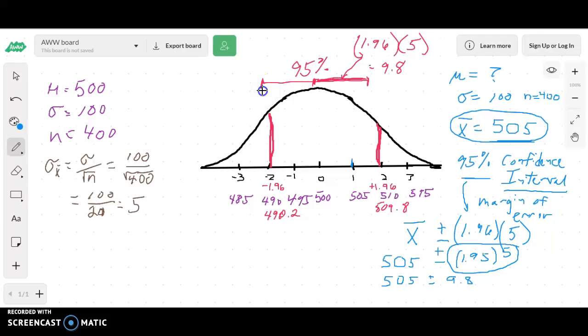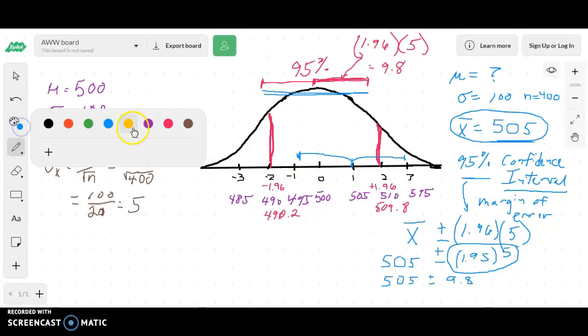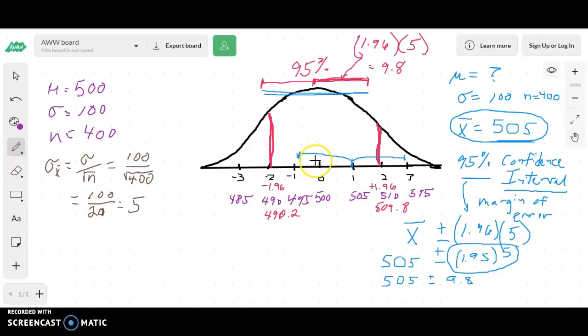Okay, so this same bar right here, we're going to take and we're going to apply it to this. We're going to add to it 9.8 points, and we're going to subtract from it 9.8 points. And remember now, the actual population mean is unknown. So we're going to put a little marker here to indicate where that is. All right. And in the blue here is our confidence interval.